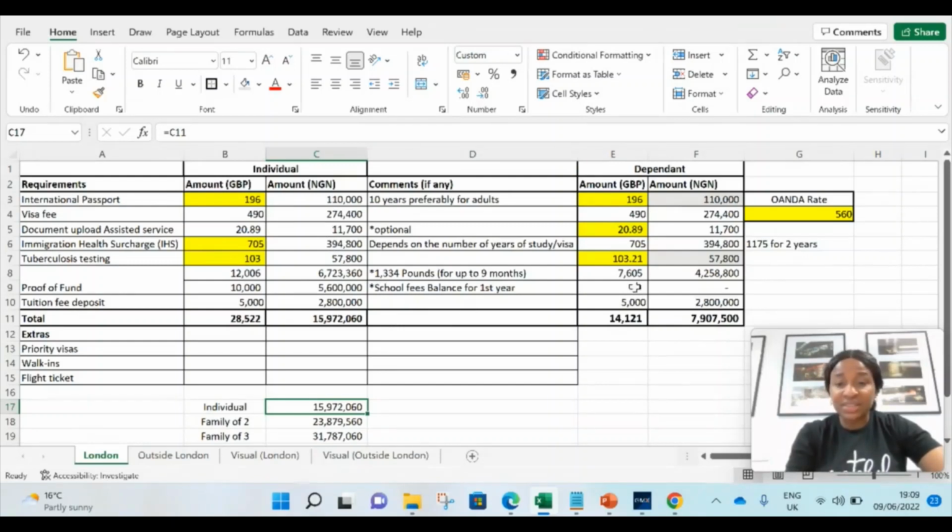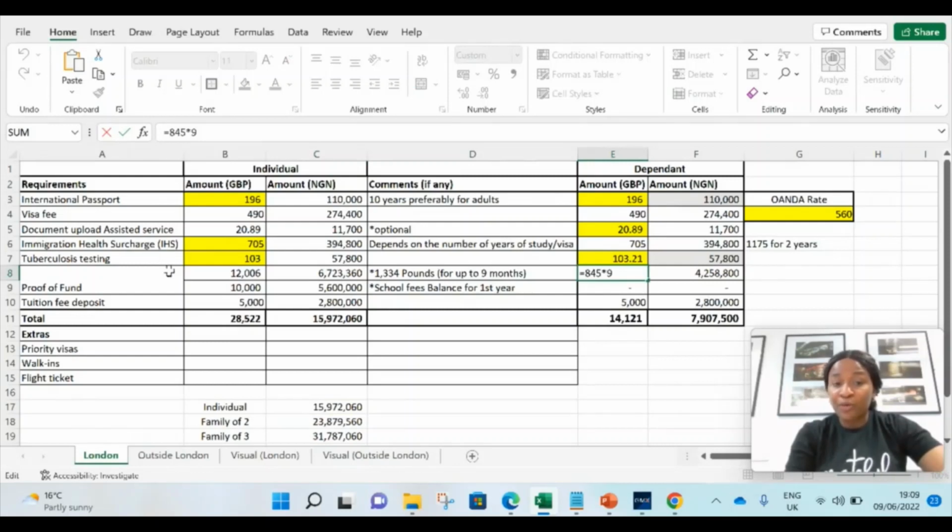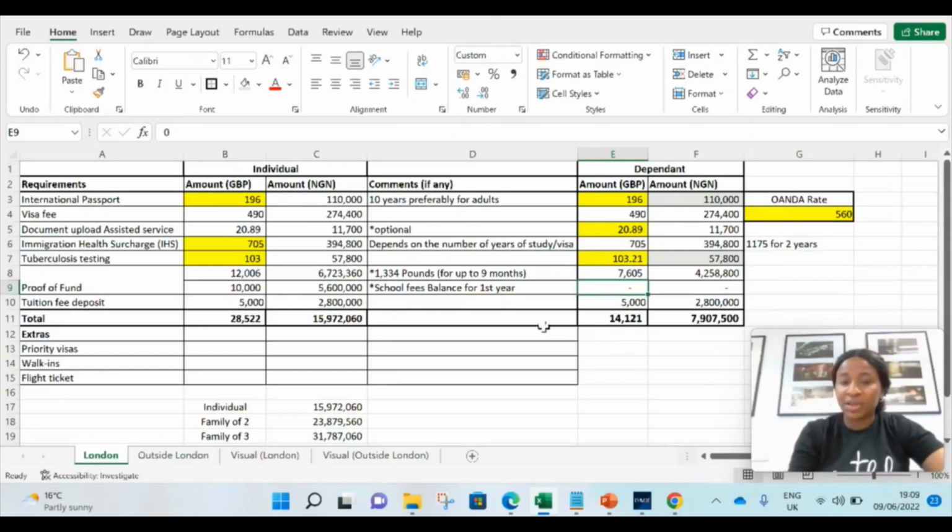Similar thing. The only difference here is the dependent's money for proof of fund maintenance. Since the principal applicant is most likely going to cover the accommodation, the money for the dependent is always cheaper, because I think it is just feeding. So they remove some money for accommodation already. In London, while the student is paying 1,334, the dependent is paying 845 for 9 months. That's the only difference, and there is no balance of school fees for the dependent. So for a dependent, it's roughly 8 million. Okay, so 16, 8 million, almost half the price.